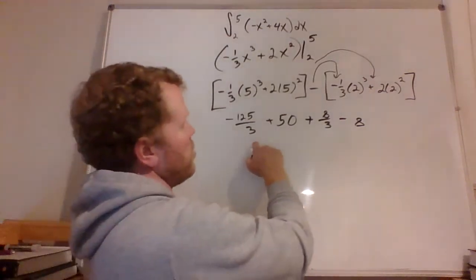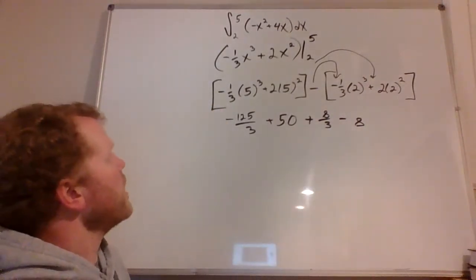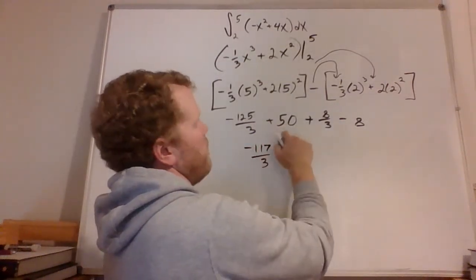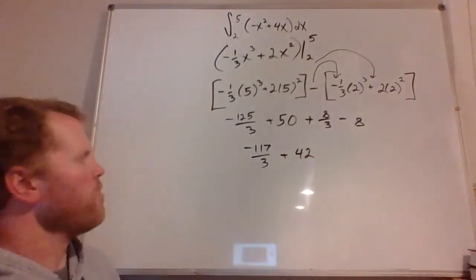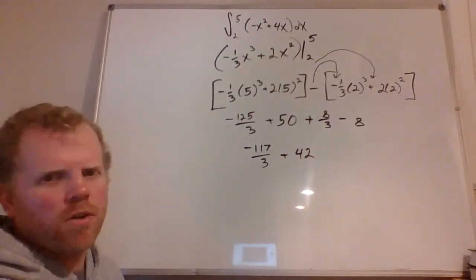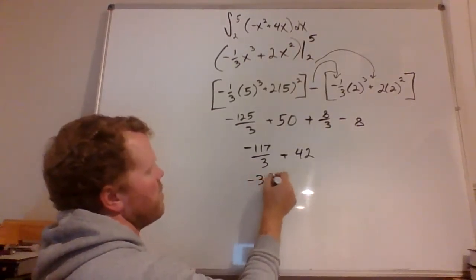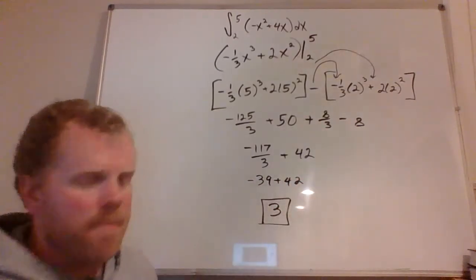So negative 125 thirds plus 8 thirds should be negative 117 thirds. And 50 and negative 8 should make 42. 3 goes into 120, a nice pretty 40 times, so it should go into 117 39 times, so this should be negative 39 plus 42. I believe the answer for this is 3.